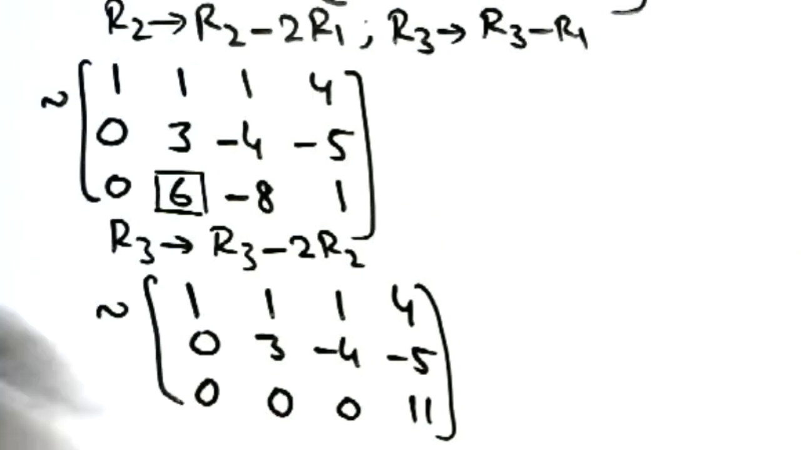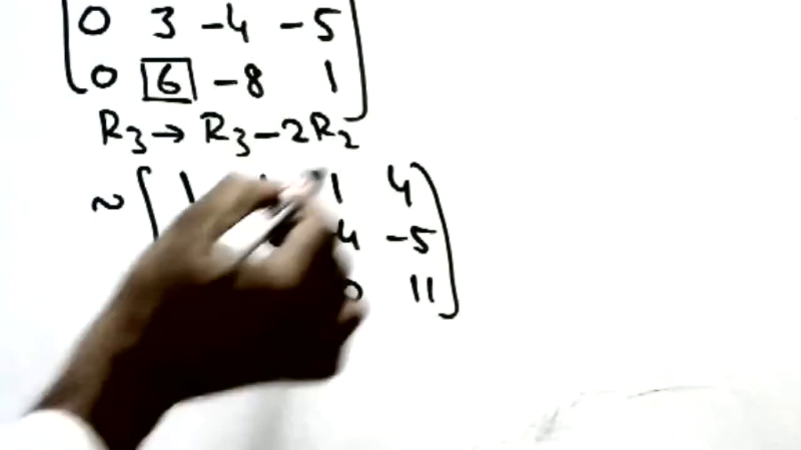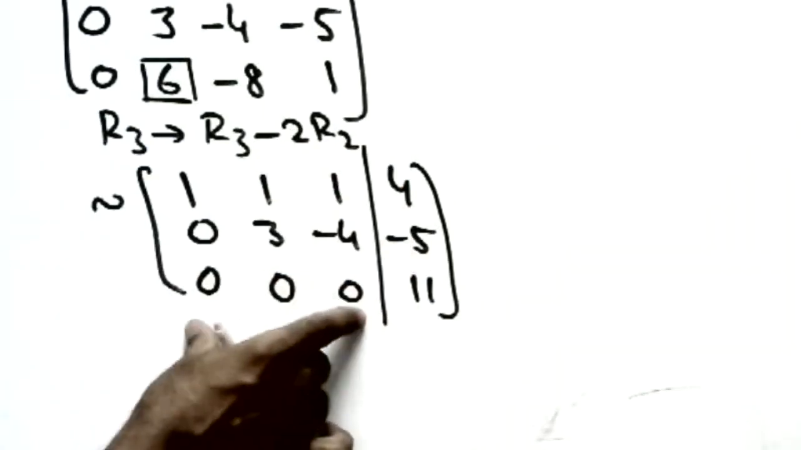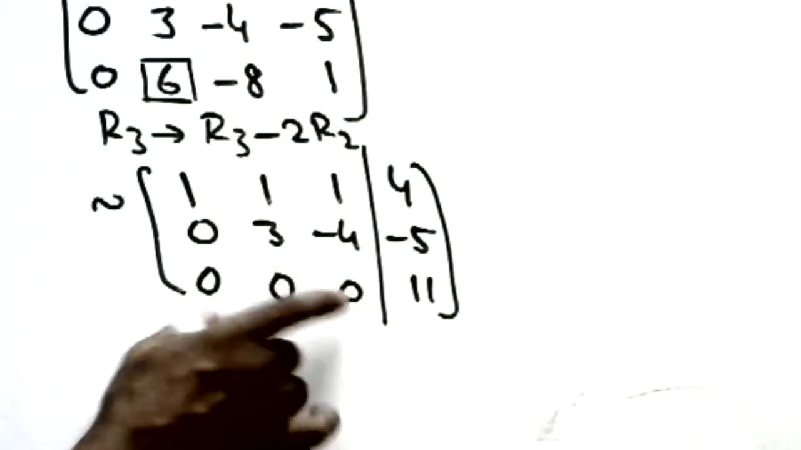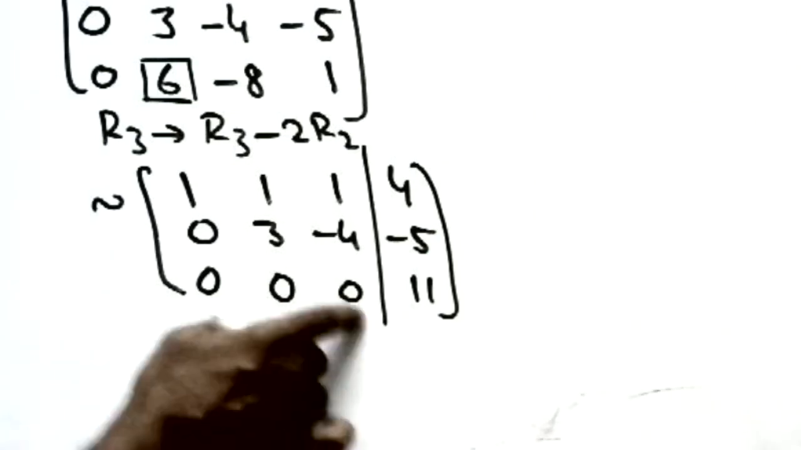Now we have changed this into echelon form with these zeros. After changing into echelon form, you do one thing: you put a line here. Okay, now this will be the rank of A. This will be the rank of A. Because we got 0 here, this row we will not count.